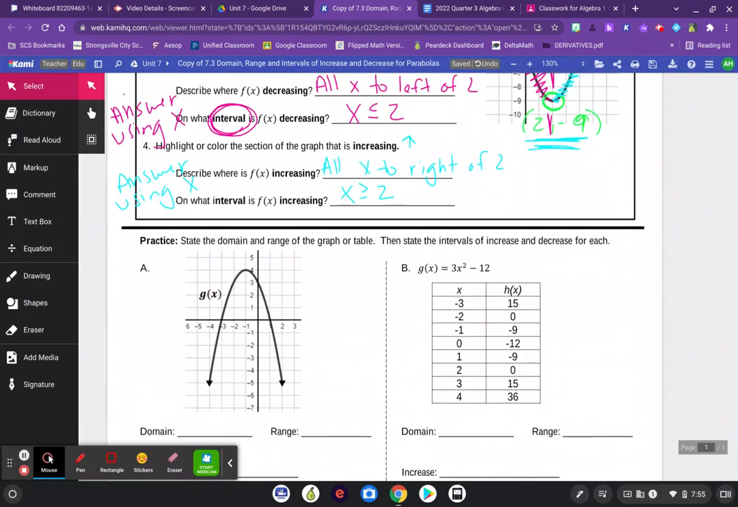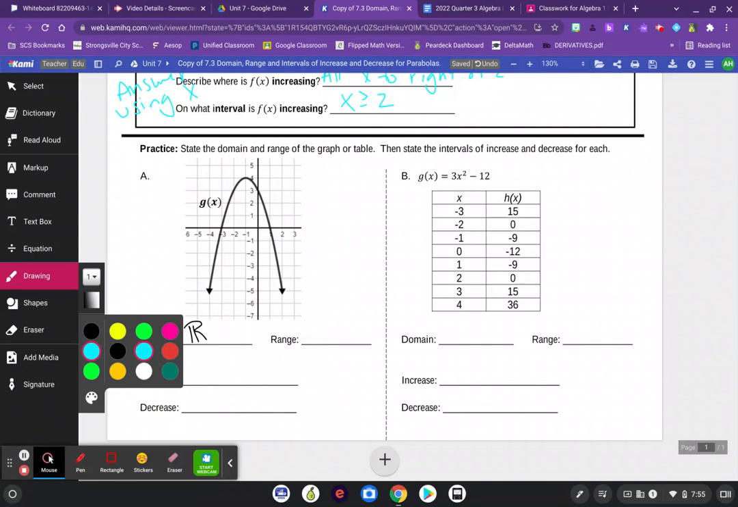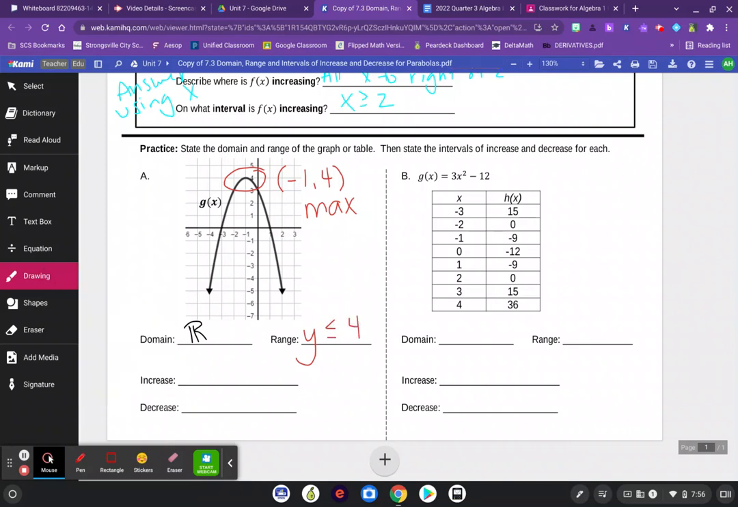Okay, so let's come down here and give this a try. It says state the domain and range of the graph or table, then state the intervals of increase and decrease for each. Okay, so let's go through this. Domain for a parabola is always all real numbers, and we can use that symbol, the R with the double stem, all real numbers. The range, however, depends upon the vertex. So I'm just going to identify this vertex as (-1, 4). This is a maximum, which means all my y values are smaller than or equal to the y coordinate of that vertex.